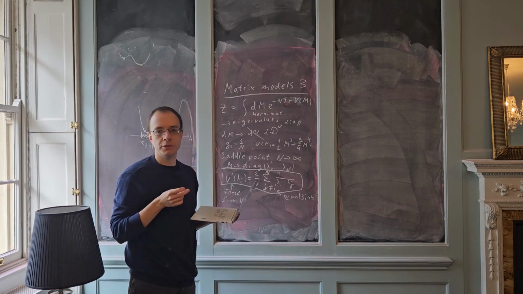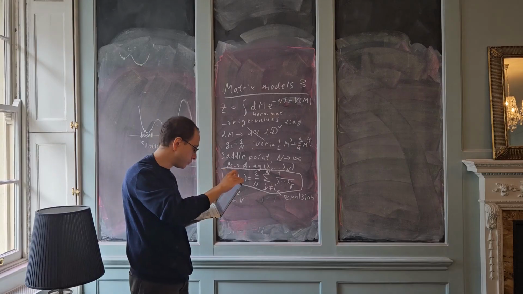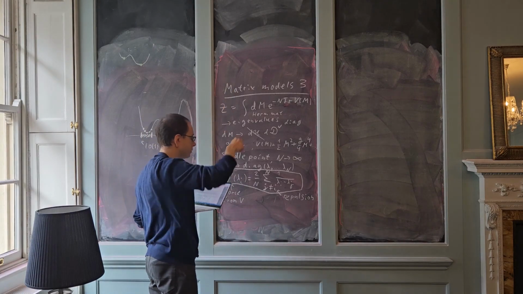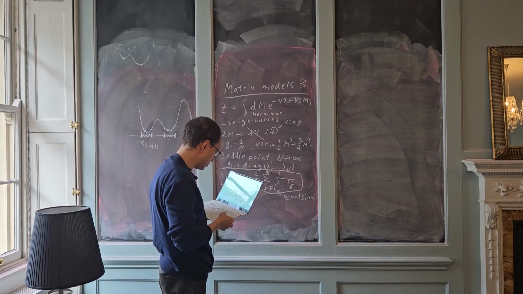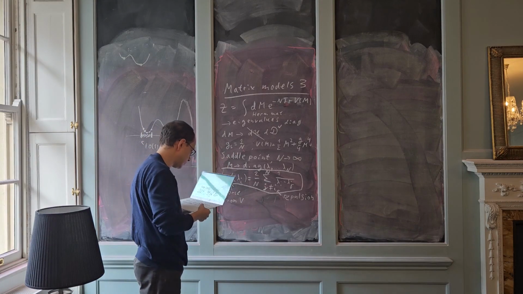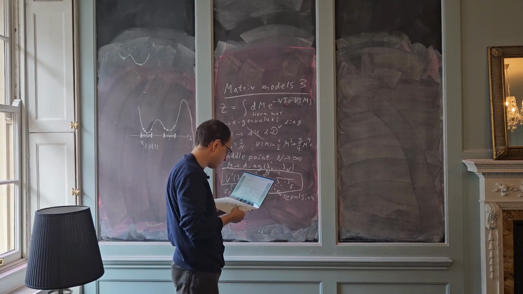Any more questions? Okay, so for the JT gravity, for example, this potential is non-polynomial, has some particular shape, which makes this thing not completely well defined, but still all these methods work nicely.